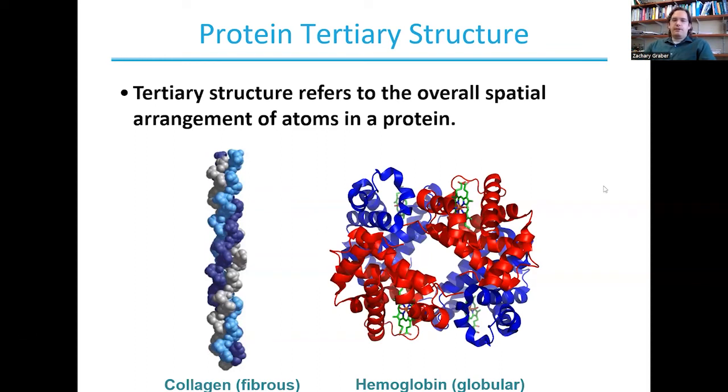Globular proteins tend to be the most common proteins. They're the ones that tend to move around in our cells and do a lot of the different common functions that we think of proteins as having, such as acting as enzymes, for example, or even carrying different things such as oxygen in the case of our hemoglobin shown here. Our fibrous proteins tend to have more of a structural role. So they're more the proteins that are holding things together within our body.